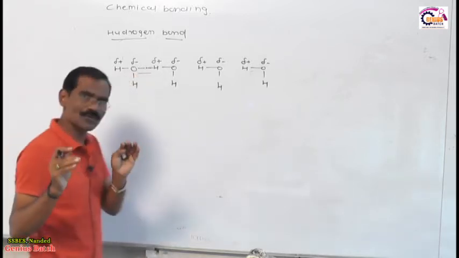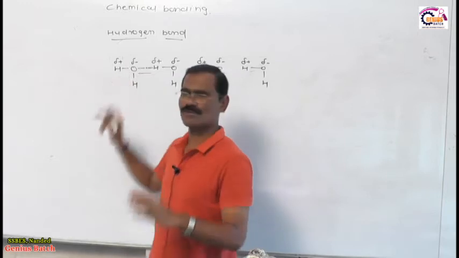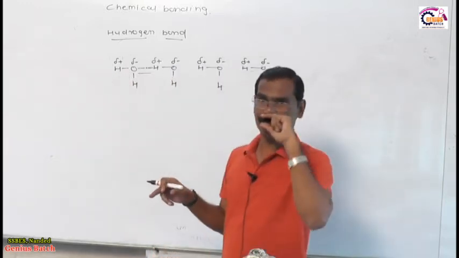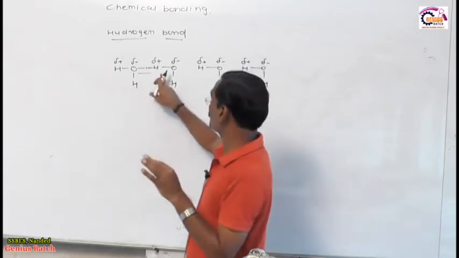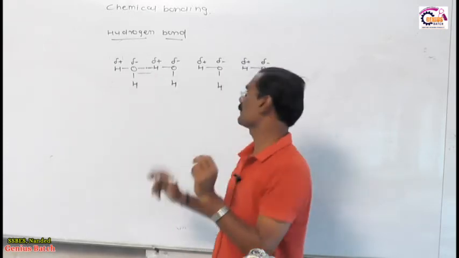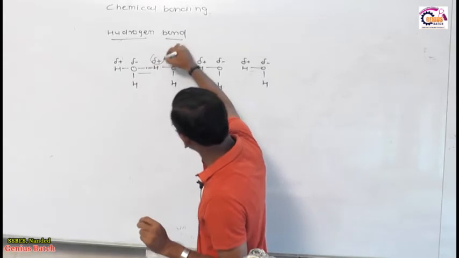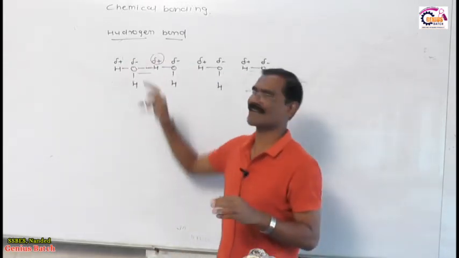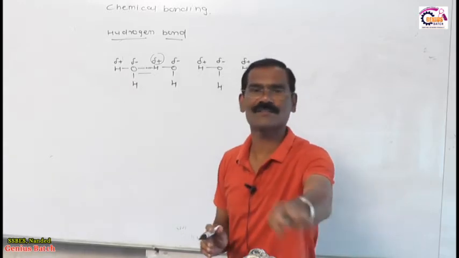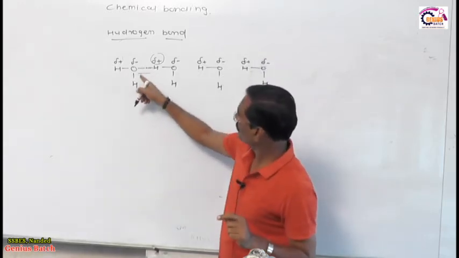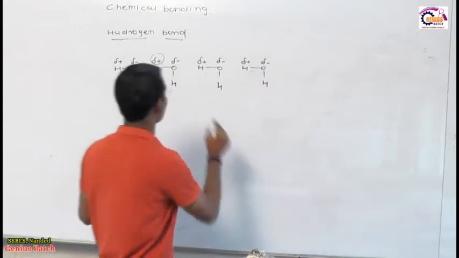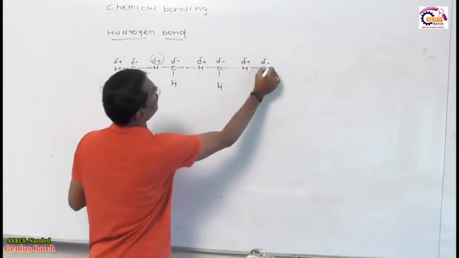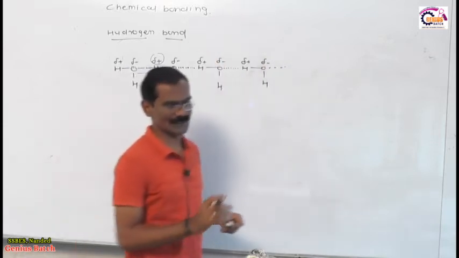This is no doubt weak attraction as compared to this, because this is a strong covalent bond. Now, when hydrogen of one molecule is attracted toward the electronegative atom, this hydrogen must have a sufficient positive character. If it has a sufficient positive character, then it attracts the neighboring atom. When oxygen attracts the neighboring hydrogen, the same thing happens here also, and so on. In this way, this bond formation takes place.